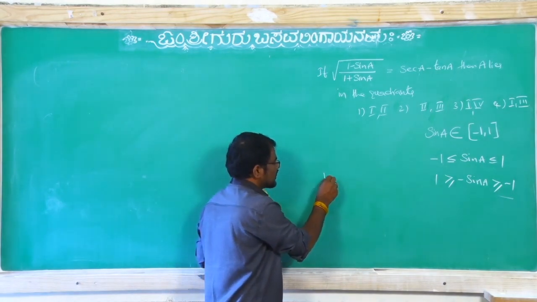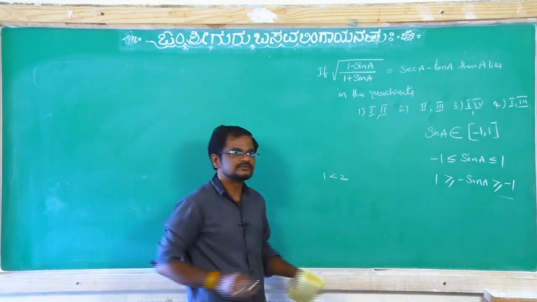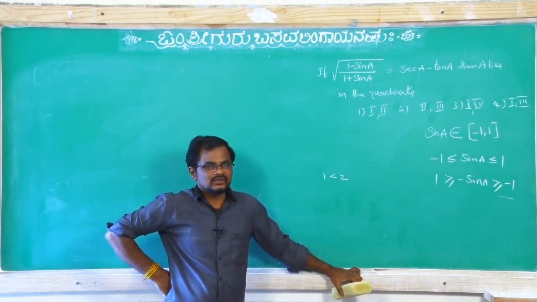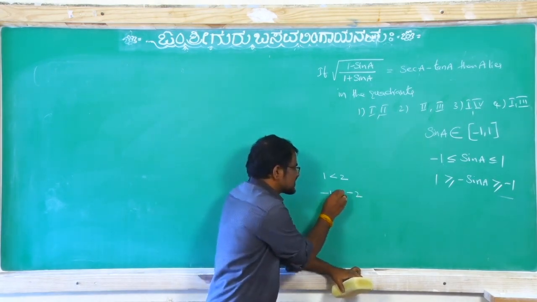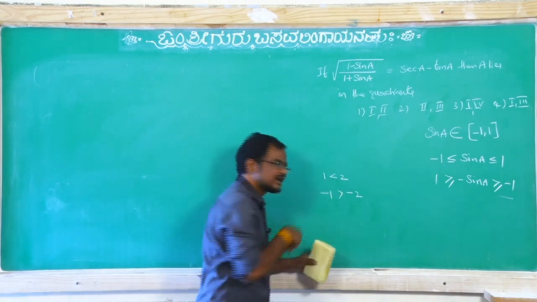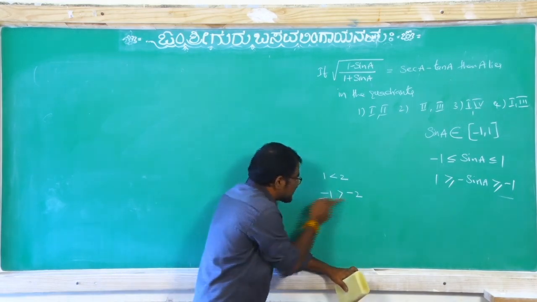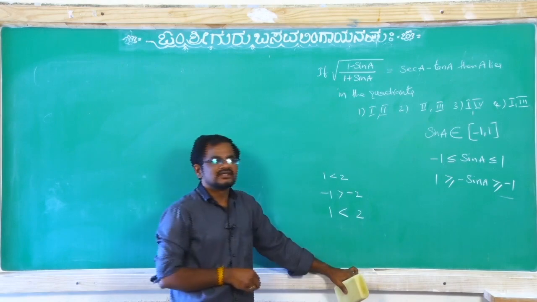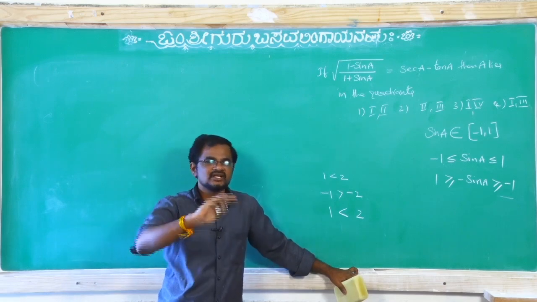Simple meaning here. Suppose 1 is less than 2, true? Multiply with minus: minus 1, minus 2. If you keep the same less than, is it true? No. Here we have to write greater than. So whenever you multiply with minus, the inequality changes. If you multiply again, you get plus 1, plus 2, and it changes again. However many times you multiply with minus, that many times the inequality will change.